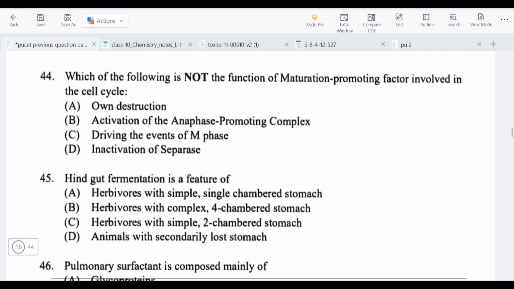Next question, which of the following is not a function of maturation promoting factor MPF involved in the cell cycle? MPF, and there could be a question that MPF is a component of the cell cycle. The correct answer here is inactivation of separase. Right? Next, hindgut fermentation is a feature of. The answer is herbivores with a simple single-chambered stomach, right?